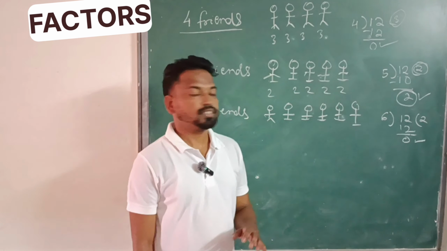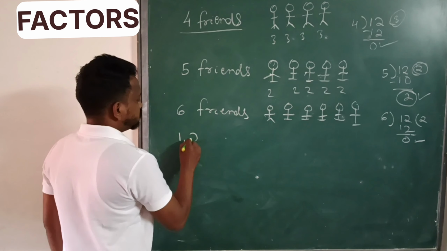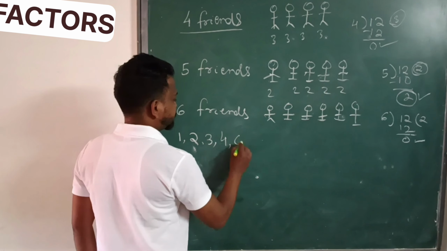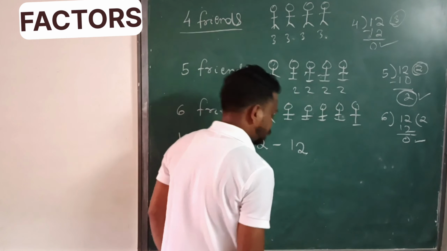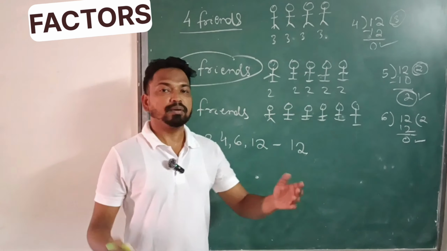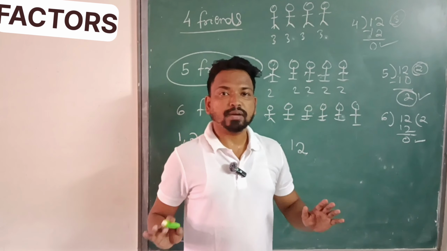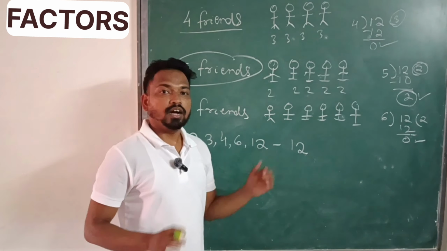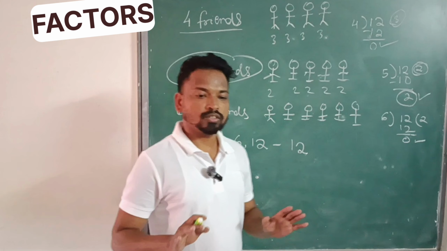That means what, students? This 1, 2, 3, 4 and 6 and the number itself, 12, are the factors of 12, and 5 is not a factor of 12. Why? The remainder is not 0, it is 2. That's why 5 is not my factor. These 1, 2, 3, 4, 6 and 12 are the factors of 12. Understood all of you? Good.